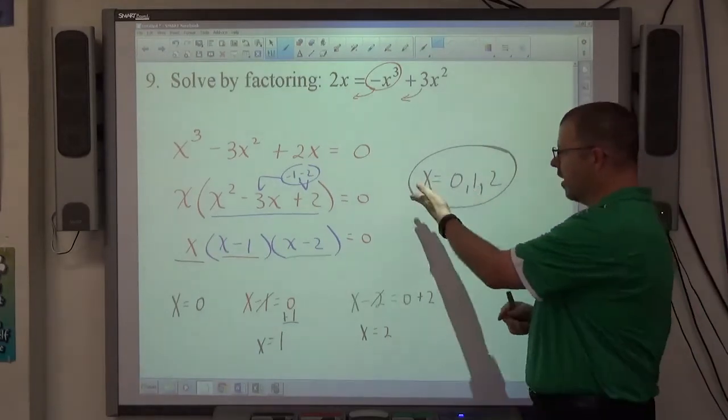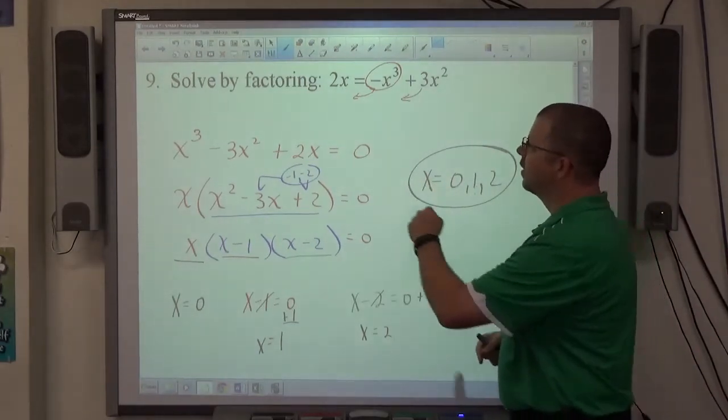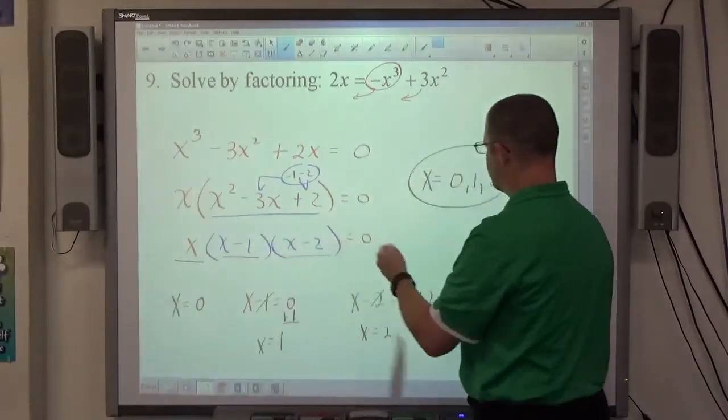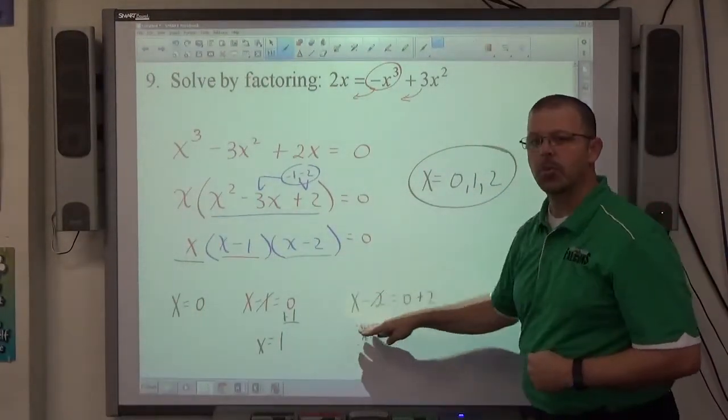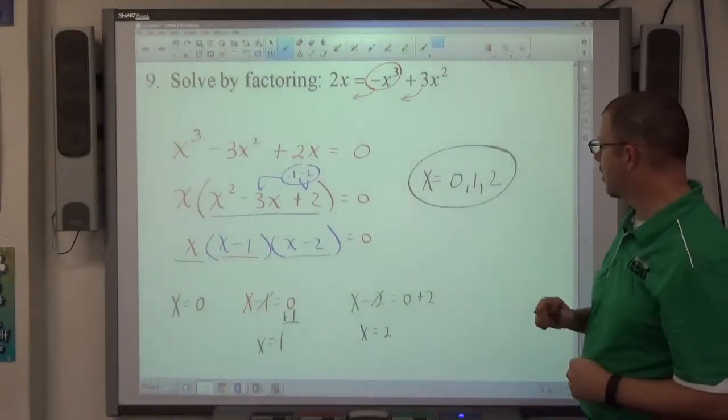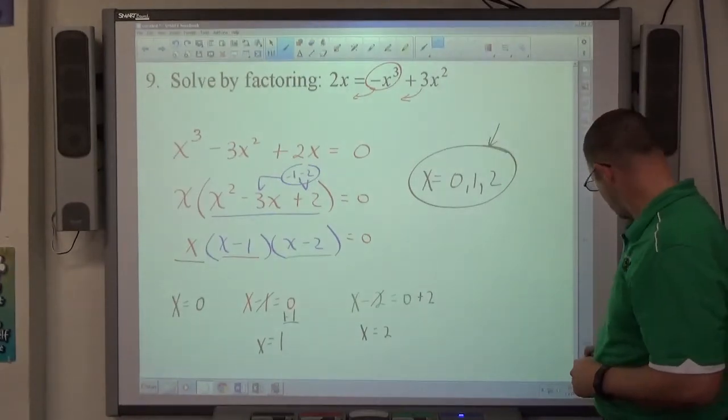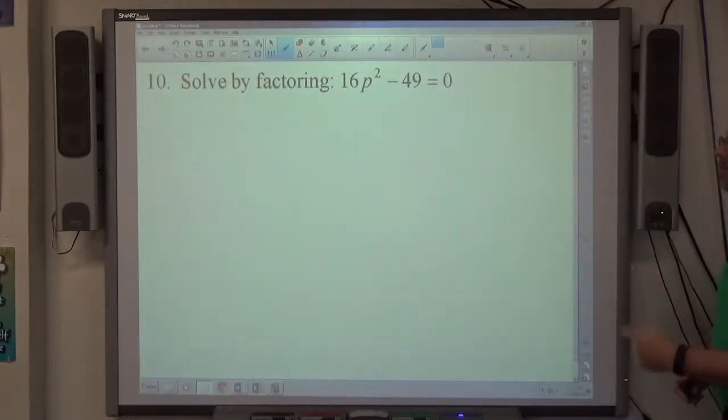When it says solve, that's the type of answer you're looking for. You're not looking for the factored form. Factored form helps you get the numerical answer you're looking for, but it's not the end of the problem. Get me to here. Number 10, solve by factoring.